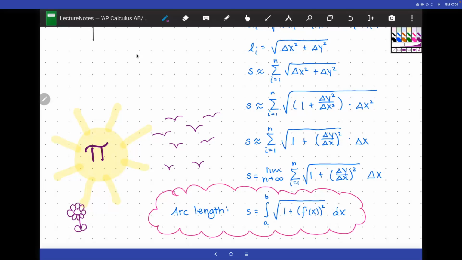Say that again. Do you replace delta y over delta x with the dy dx? That's exactly it. Yep. Derivative, slope, rate of change. Yeah. All right, here's our first example.